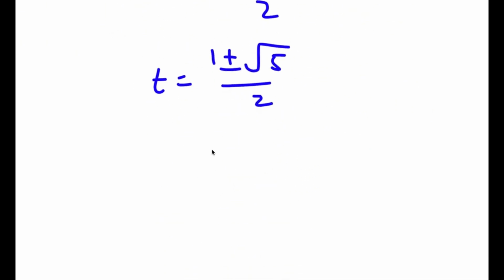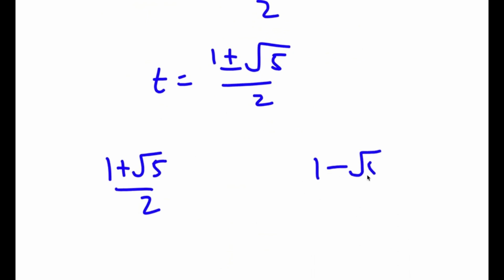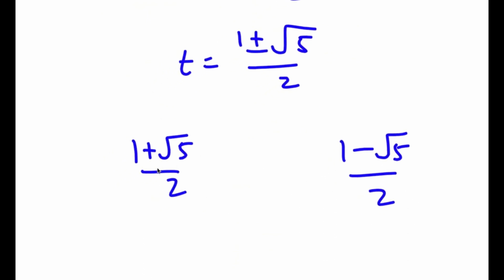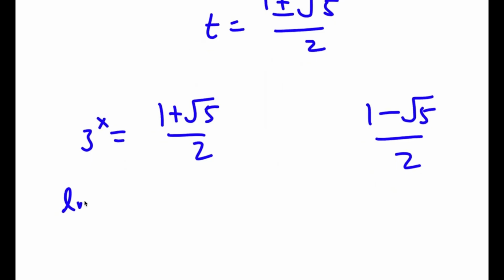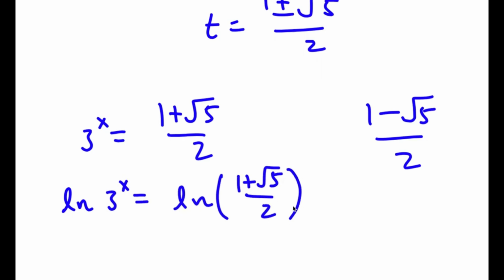So now we come over here to the two solutions. We have 1 plus the square root of 5 over 2 and 1 minus the square root of 5 over 2. So if 3 to the power of x is equal to 1 plus the square root of 5 over 2, to solve this, I'm going to first take the ln on both sides. So I have ln of 3 to the power of x is equal to ln of 1 plus the square root of 5 over 2.